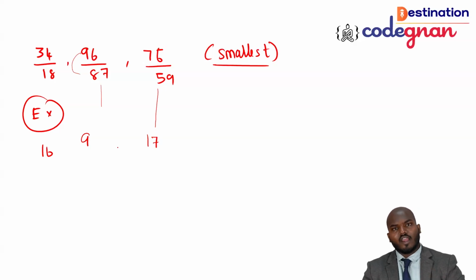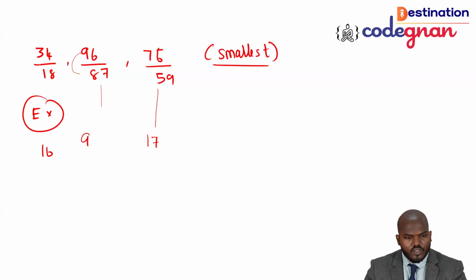Now, you just want to identify the smallest fraction among these. All of these we can call improper fractions only. In improper fractions, which is the smallest one? That is the smallest fraction.